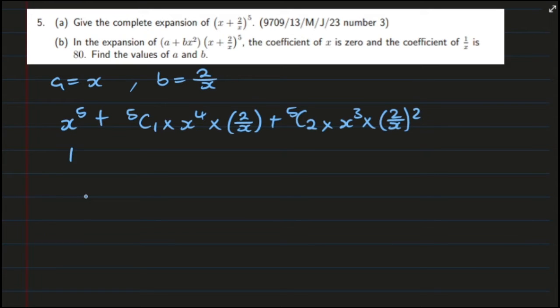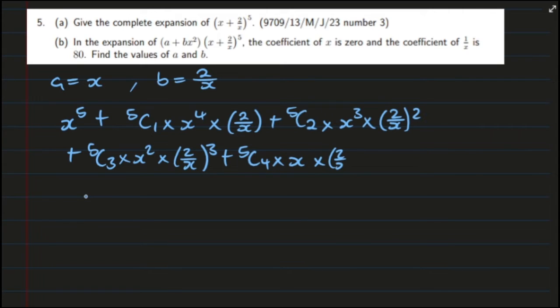Let's come down here, plus 5 choose 3 times x to the power 2 times (2 over x) to the power 3, plus 5 choose 4 times x to the power 1 times (2 over x) to the power 4, plus 5 choose 5 times x to the power 0, so I won't write it because x to the power 0 is 1, times (2 over x) to the power 5.